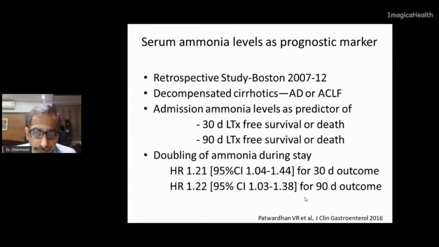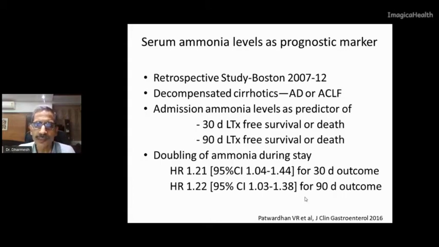Delia Tapper's group, someone who's done a lot of work on ammonia in chronic liver disease. So these were all patients who had decompensated cirrhosis. Mind you, these patients had either an acute decompensation or had presented with acute on chronic liver failure to this hospital. And what the authors really wanted to see was whether the admission ammonia could be a predictor of 30-day liver transplant-free survival or death, and 90-day liver transplant-free survival or death.